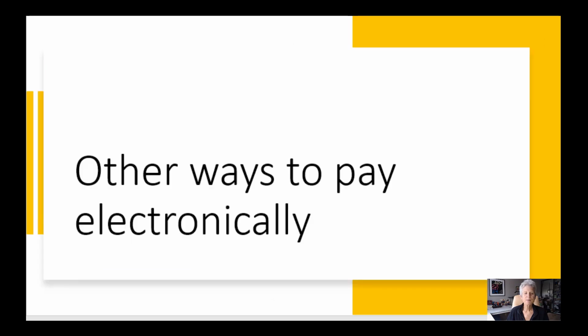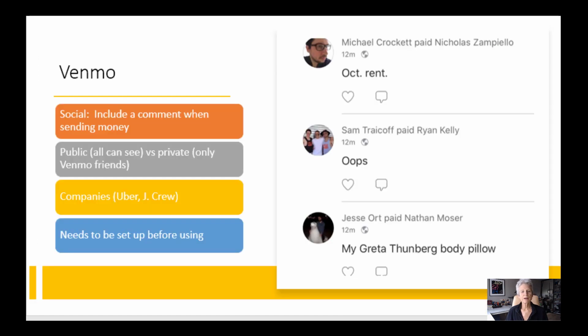There's other ways to pay electronically if neither of these appeal to you. One of the more well-known ones is Venmo, and Venmo is actually a social app. So it is a way for you, when you're out to dinner with a friend, to split the tab or to pay for rent or anything else that you would do between individuals. It can also be used to pay for online purchases with some companies, currently Uber, J.Crew, or Grubhub. That could increase in the years.